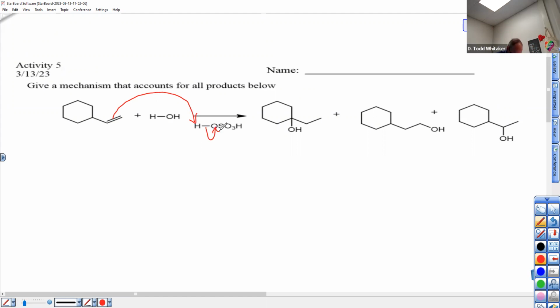Okay. You're going to make how many cations initially? Every time, there's 2 carbons in an alkene. Each one is a candidate to be a cation initially. Draw them both, please, especially when you see multiple products.